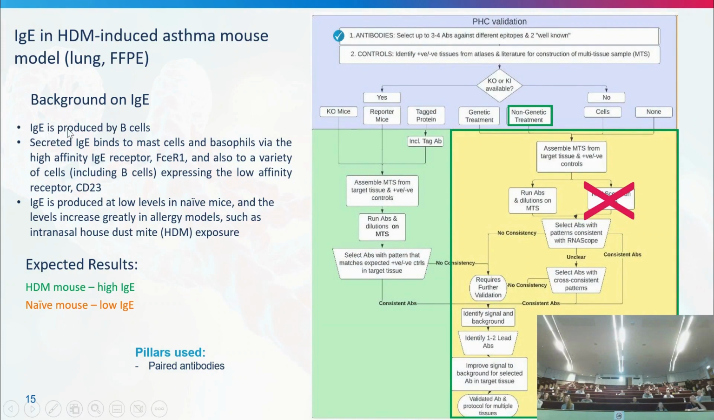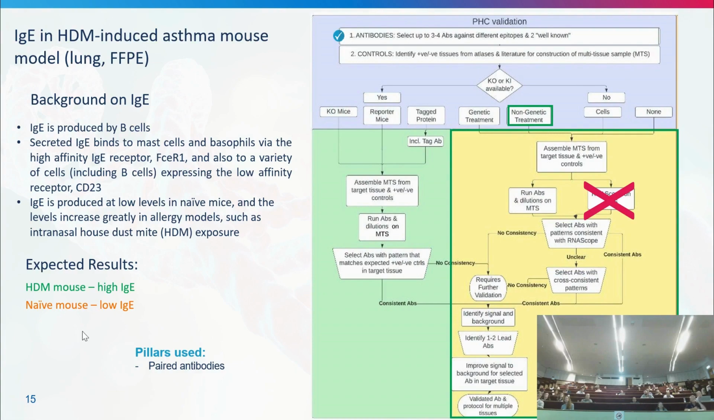IgE is an immunoglobulin which is produced by B cells. It's secreted, but it also binds to many other cells by a variety of receptors. Moreover, IgE is produced typically at a low level. So the typical approach would not work so well, but we have a non-genetic treatment, which is a known model to reduce allergy. This is the house dust mite exposure. We have a naive mouse and we have the treated mouse.